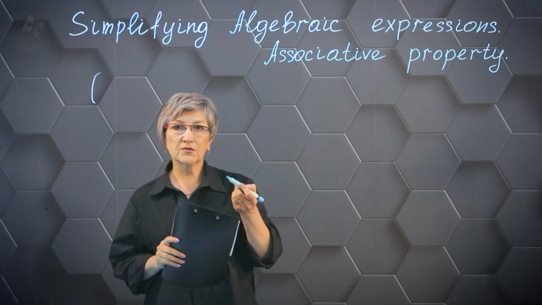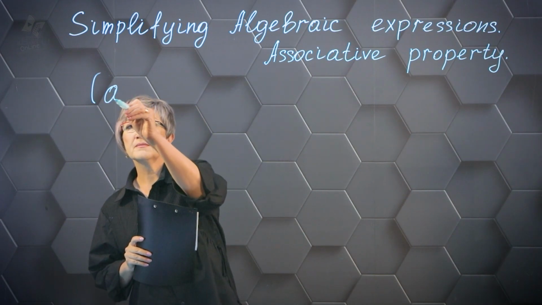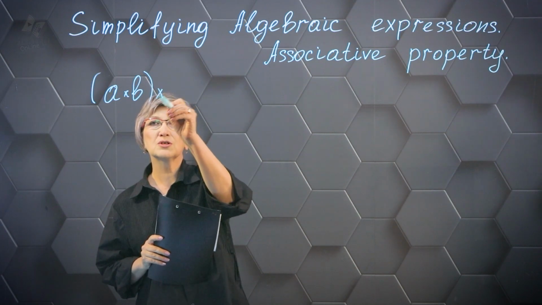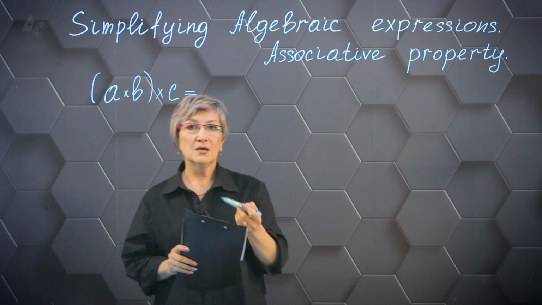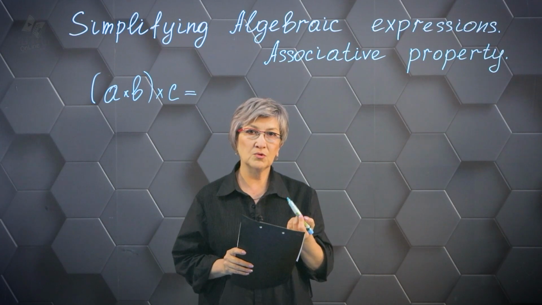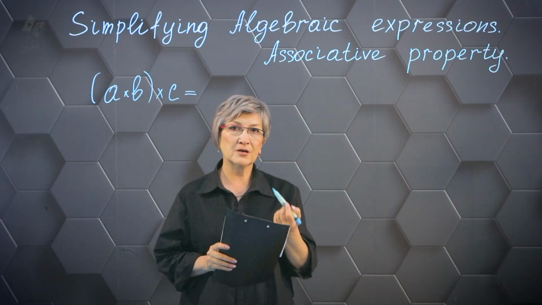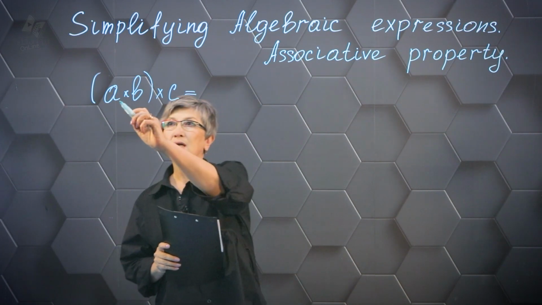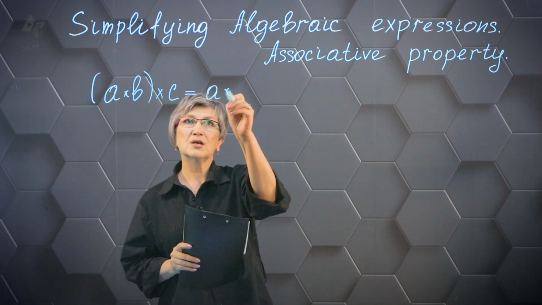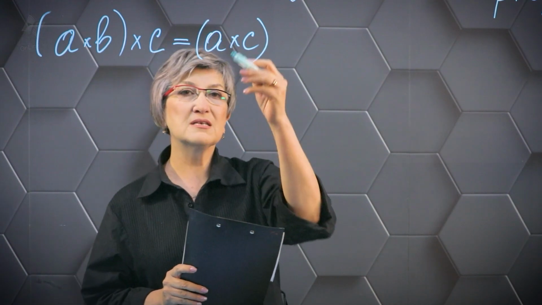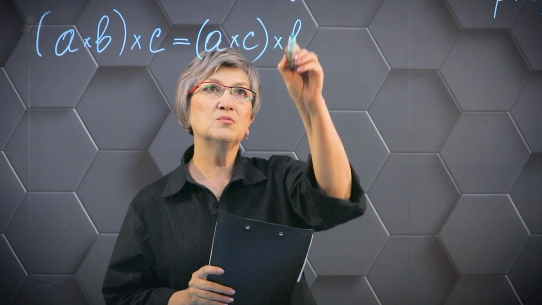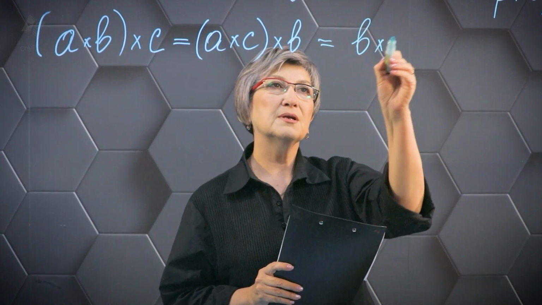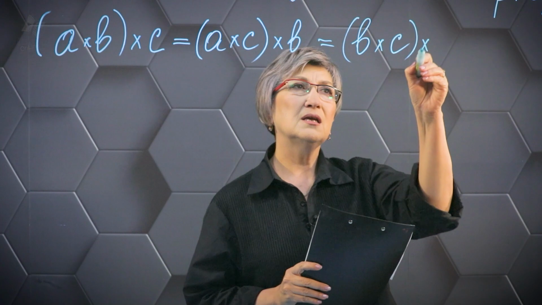I write it down in letter form. If I need to multiply the product of two multipliers by a third multiplier, then in order to rationally multiply these numbers or expressions, I can combine them as I see fit. I can combine A with C. I find the product of those expressions and then multiply that by B, or I can combine the product of the multipliers B and C and multiply that by A.